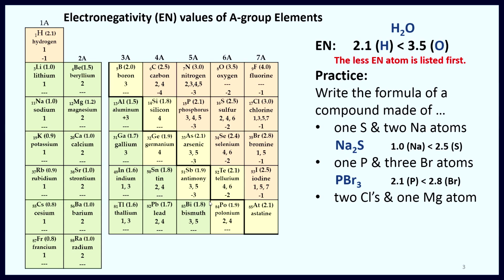Last example here, I have 2 chlorines and 1 magnesium atom. So chlorine has an electronegativity of 3.0, magnesium 1.2, magnesium is listed first, MgCl2. However, once again, you should probably recognize this as an ionic compound made of a magnesium metal cation and a chloride nonmetal anion, and so you would know automatically that magnesium would precede chlorine in the formula.